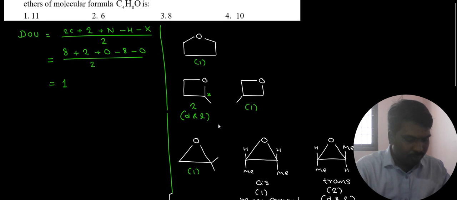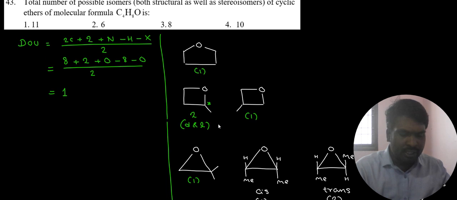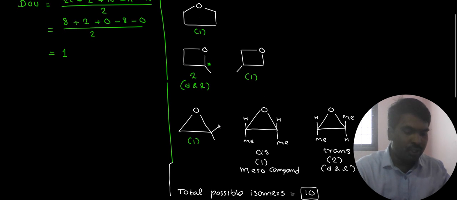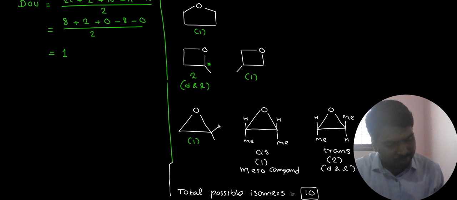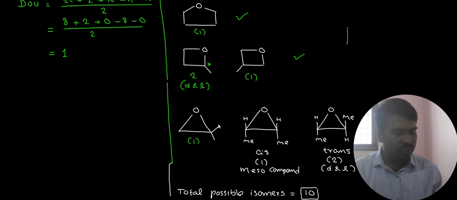So now first, here C4H8O, including 4 carbon atoms and the oxygen, then it is a 5-membered ring. So first, 5-membered ring, only one compound exists. With the 4-membered ring including oxygen, only 2 structures exist.